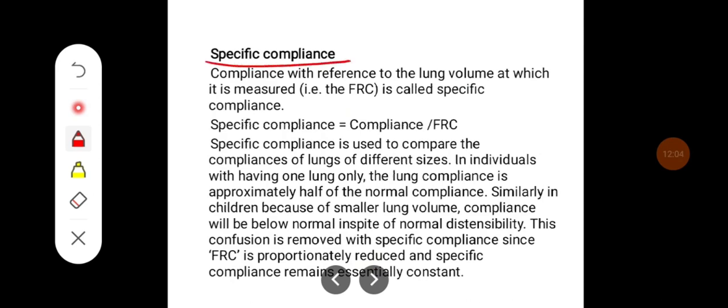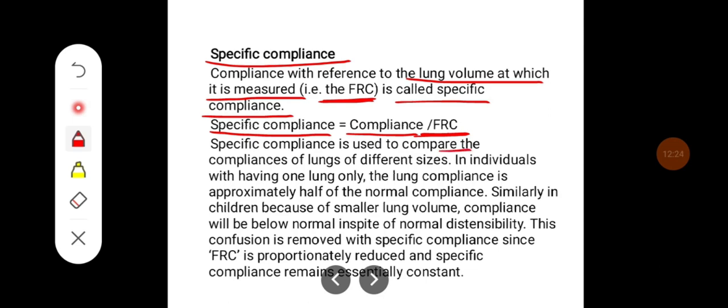Specific compliance. Compliance with reference to the lung volume at which it is measured, that is the FRC, is called specific compliance. So specific compliance is equal to compliance divided by FRC, that is functional residual capacity. Specific compliance is used to compare the compliances of lungs of different sizes.